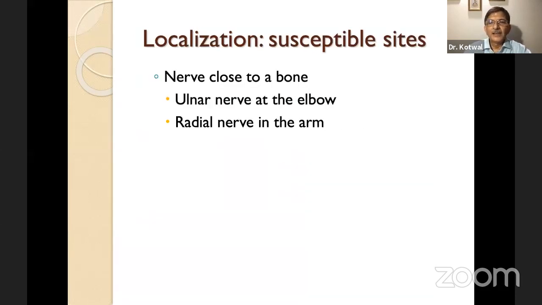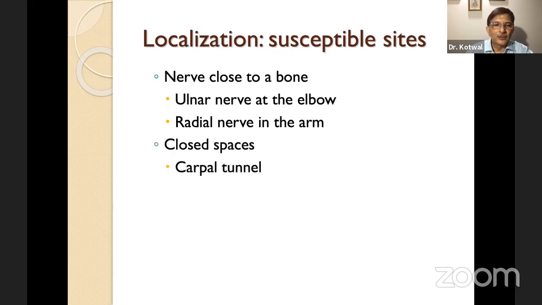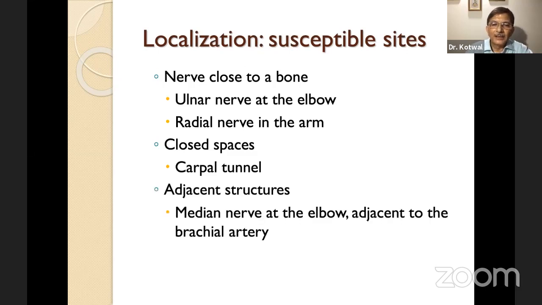In the diagnosis, it is important to know the site of the injury. There are susceptible sites, like the nerves close to a bone: the ulnar nerve at the elbow and the radial nerve in the arm. He has shown a very beautiful case on that. Then there are closed spaces, particularly the carpal tunnel, which will have carpal tunnel syndrome. And then the adjacent structures, like the median nerve, which is close to the brachial artery. So if there is an injury of the brachial artery, you can also suspect that the patient may be having an injury to the nerve as well.